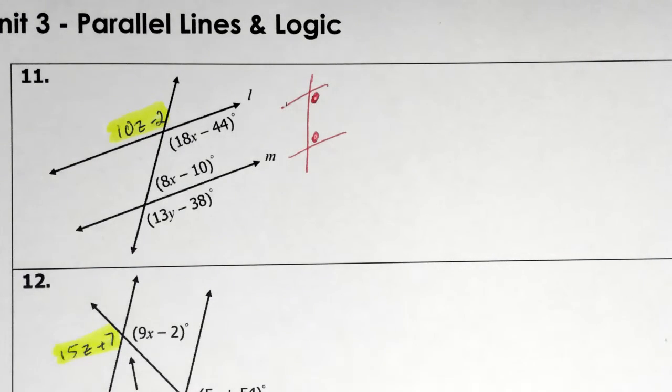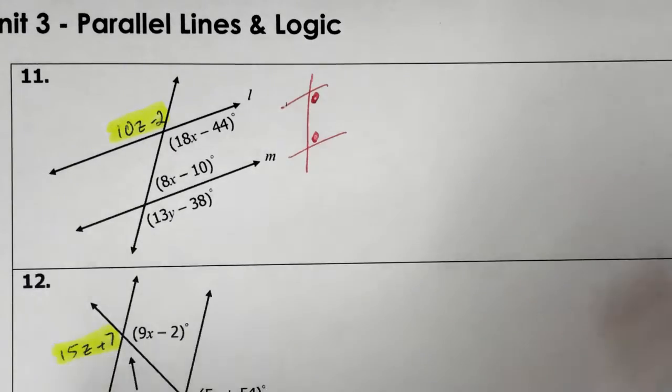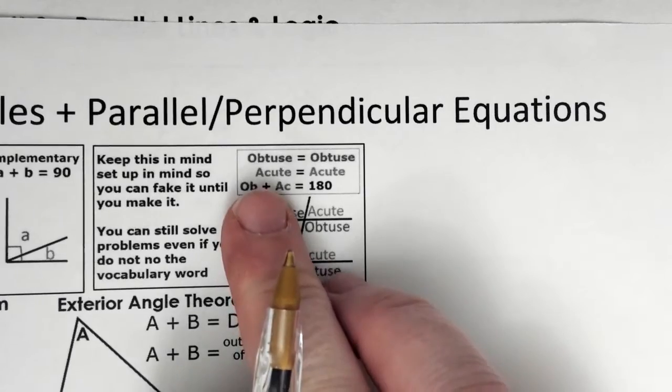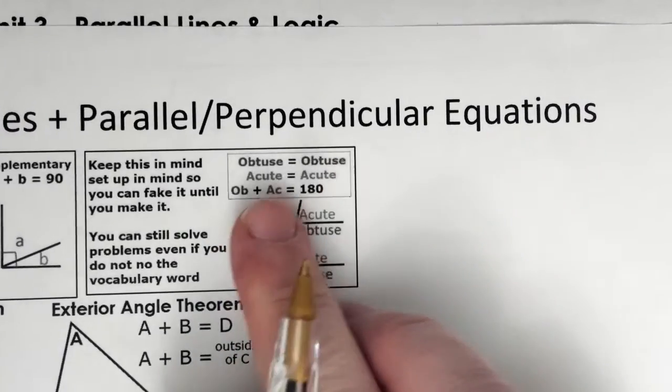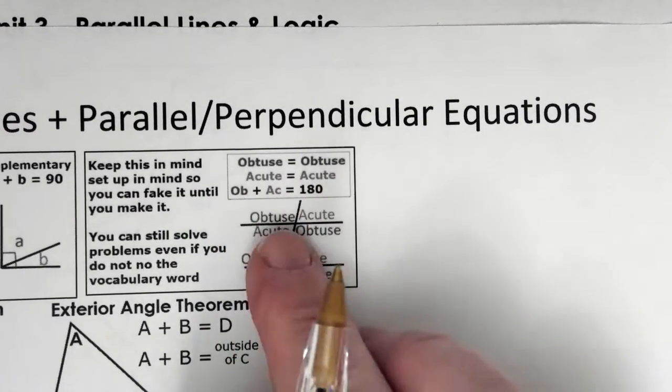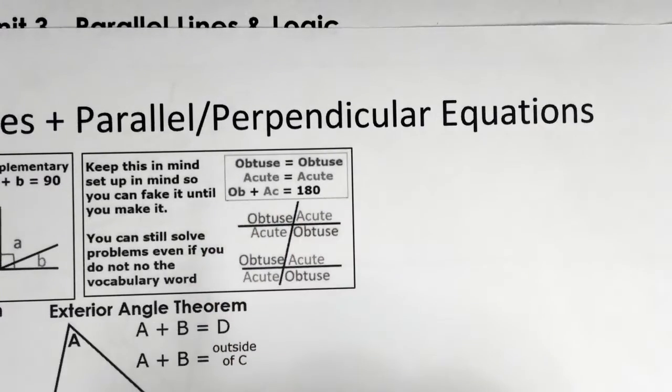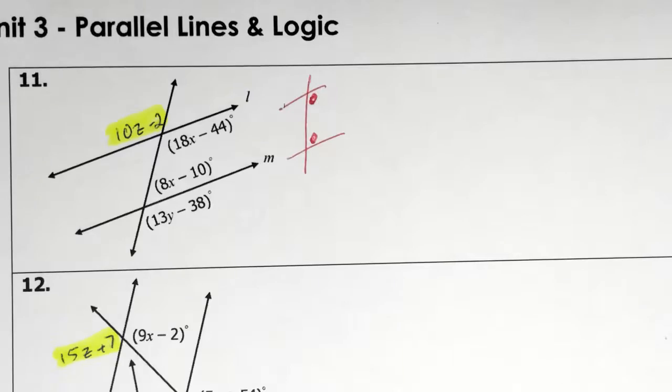Now, to help me out, I have a piece of paper, and what we're looking at is whether those angles are acute or obtuse. We know that if they're the same, such as both obtuse or both acute, then they're equal to each other. If they're different, they're going to add up to 180 degrees. That's everything in a nutshell.